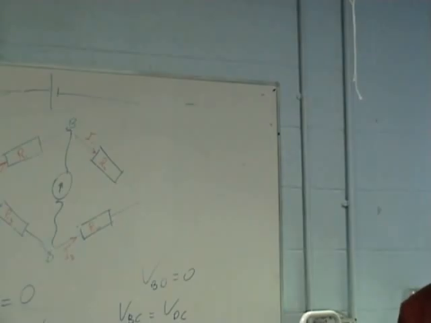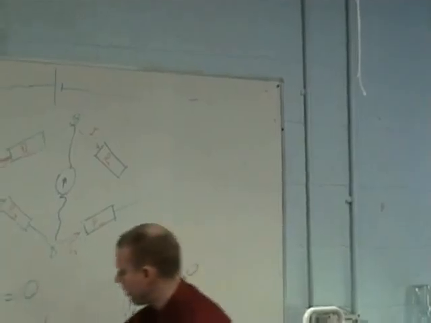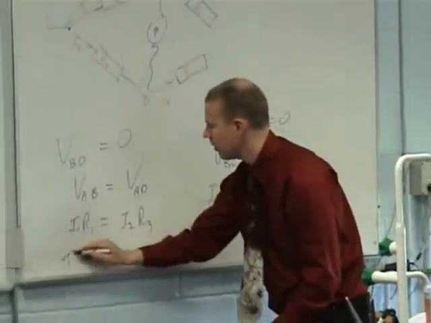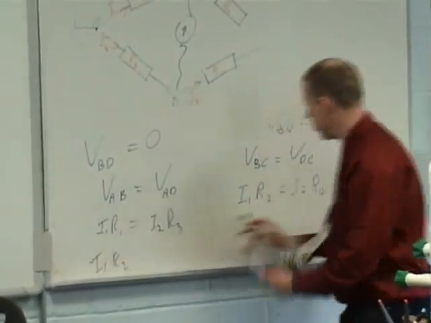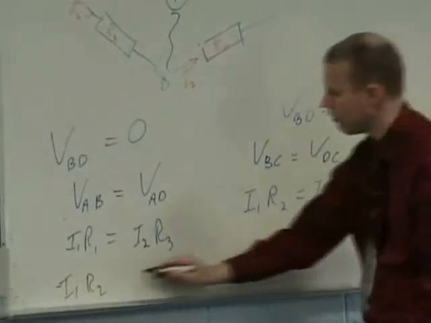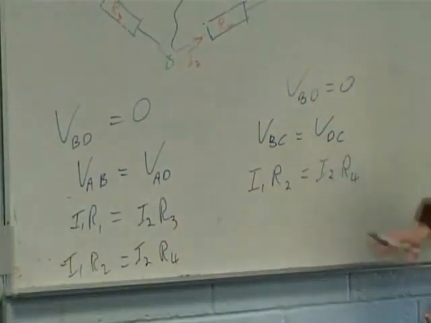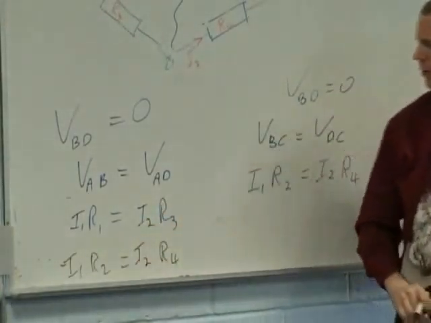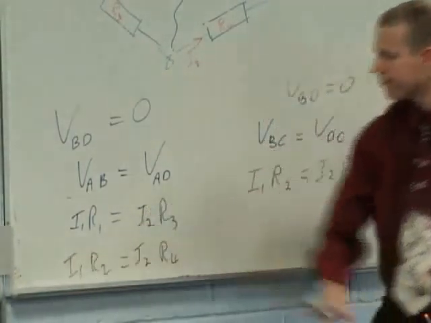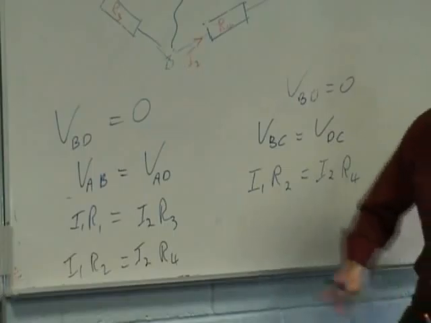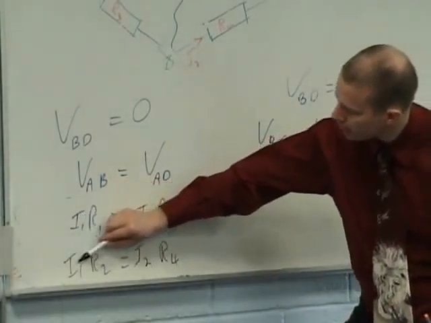You remember, it's no big deal. At this stage, it just becomes mathematics. We'll bring this down here. I said I1 R1 equals I2 R3. So I've just taken that line and put it down there. Next, I'll divide I1 R1 by I1 R2.